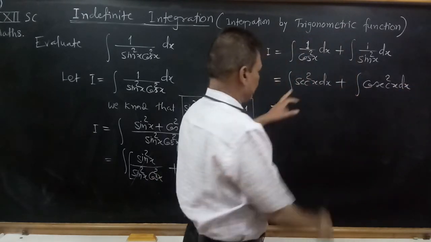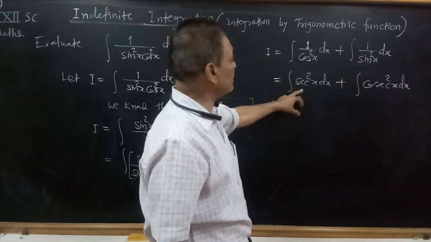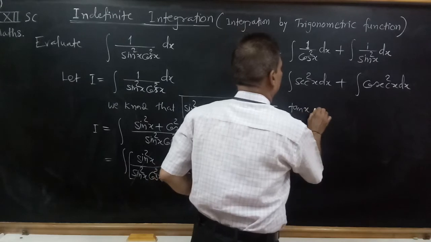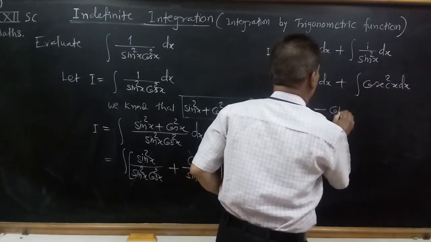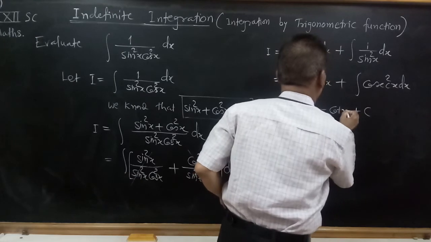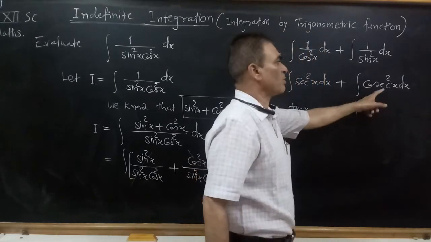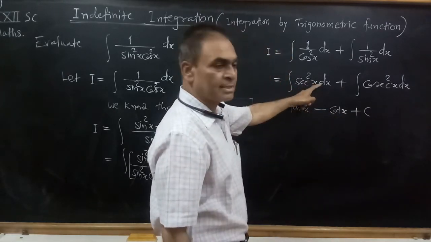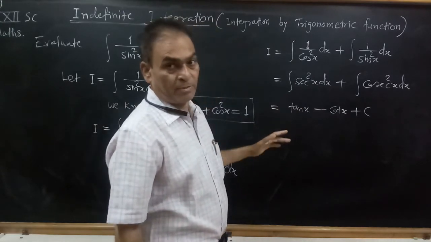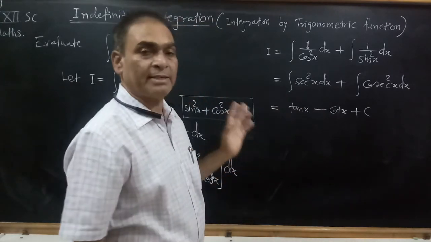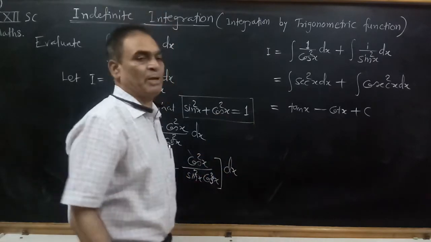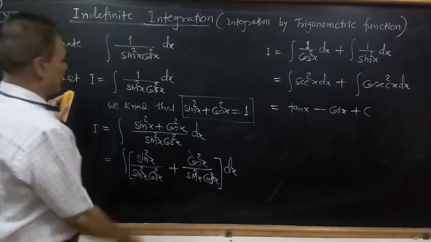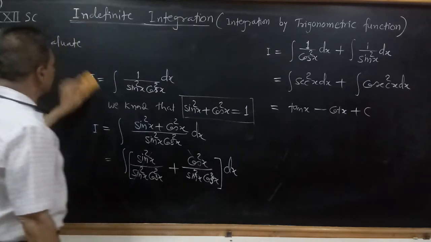And again take the standard formulas. By using standard formulas, integration of sec square x dx is nothing but tan x plus c, and over here, integration of cosec square x dx is nothing but minus cot x plus c. Everybody must remember standard formulas of integration. It may be algebraic, trigonometry or inverse trigonometry also. Okay. Then take one more question again for practice.